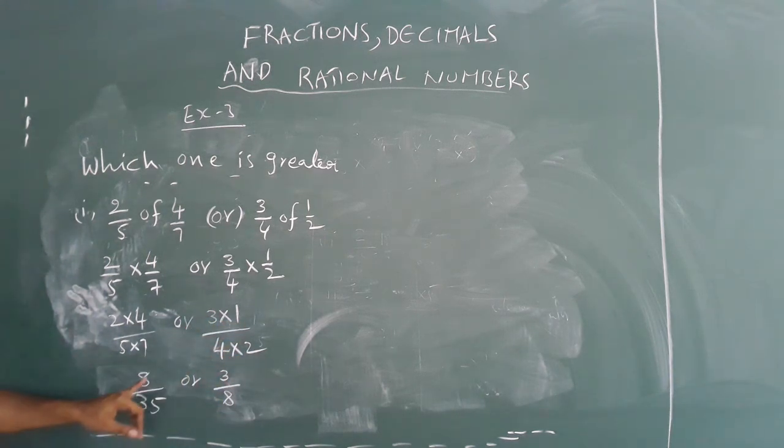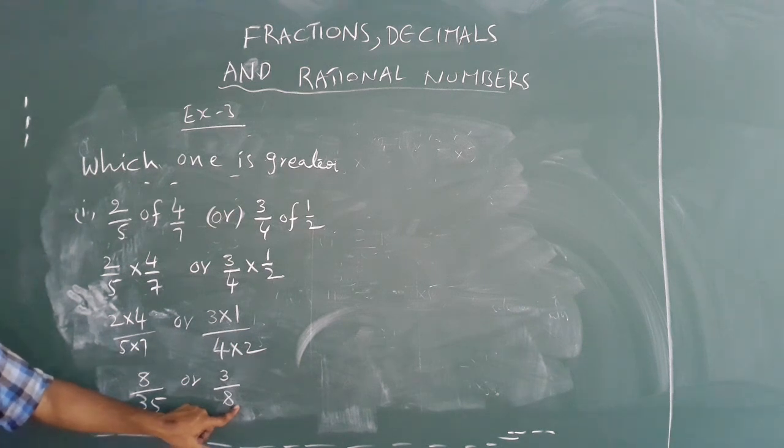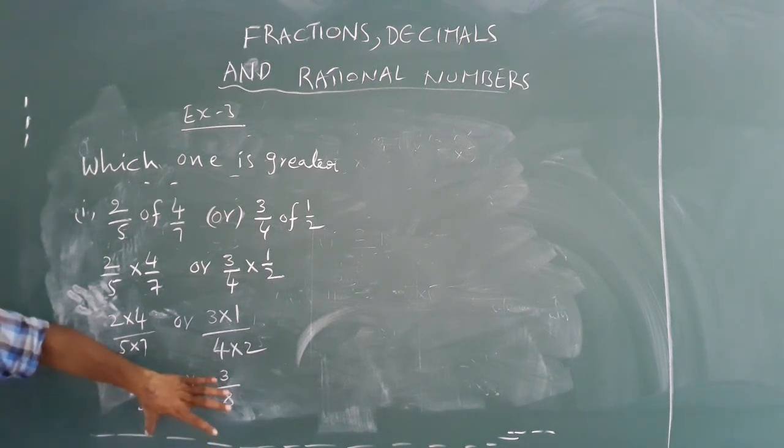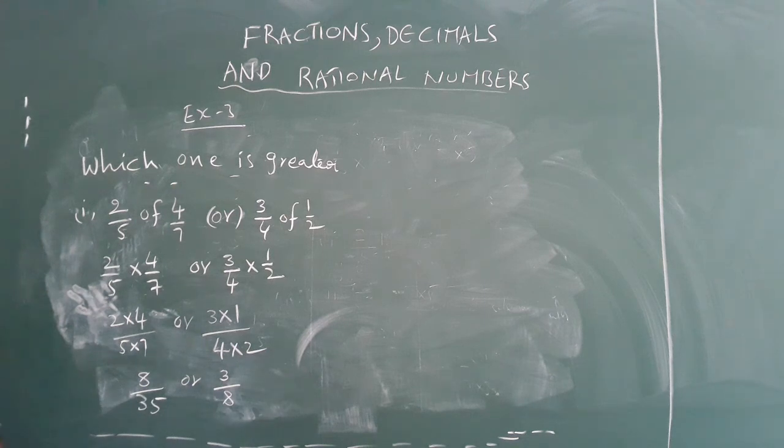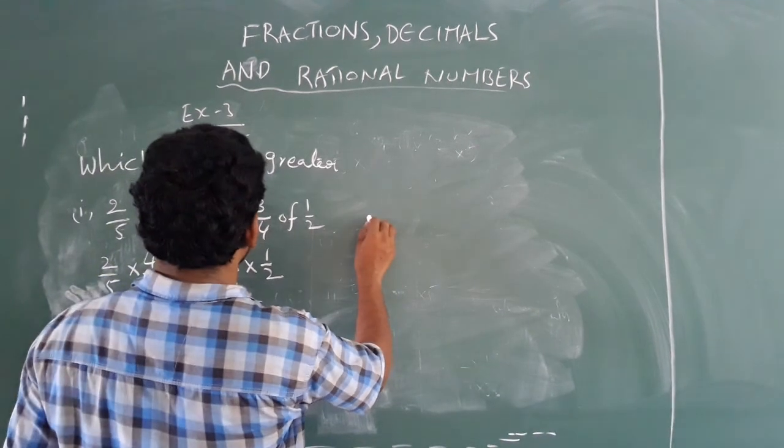Now compare 8 by 35 or 3 by 8. So observe here, children, denominator here 35, here what, children? 8. So you convert into like fractions. Before that you have to find the LCM of these two denominators. So LCM of 35 and 8.